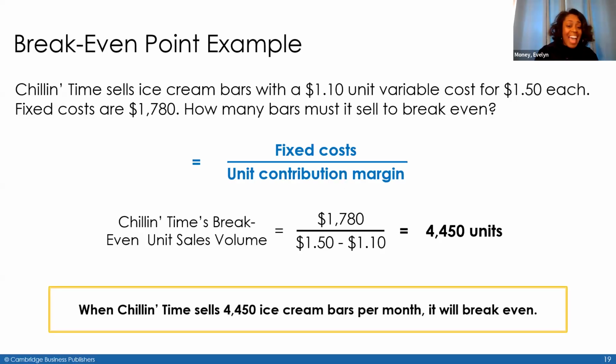So as long as the company sells this level, they can at least break even, and they'll use that in their planning. So they won't set a budget for a sales level below this because they won't make any profits. This will become their minimum amount.